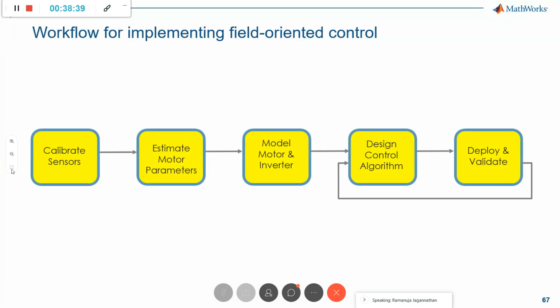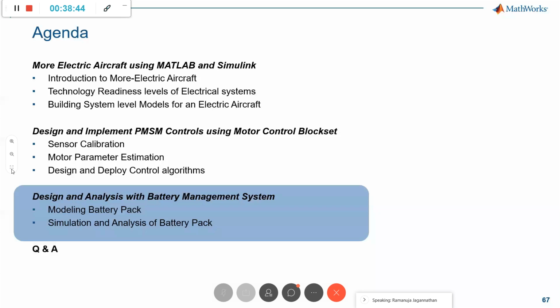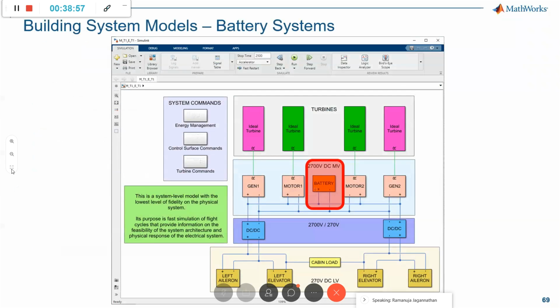So we saw how to implement the field-oriented control using the motor control blocksets. Next, my focus would be on another subsystem, basically the battery management system. You will see how to model your battery packs and how you can do simulations and analysis using the models you made. Again, coming back to our system model, battery is an essential part of your electrical network in aircraft. In case of full electric, it's acting as a single source of power. In case of hybrid electric, it's acting as a component which could store and then retrieve power based on demand.